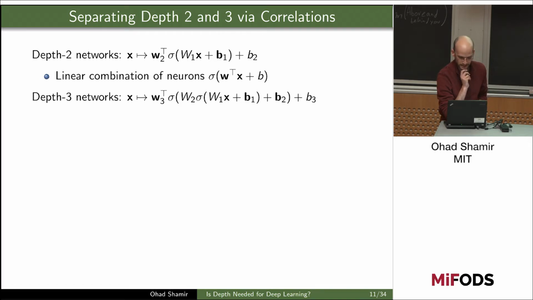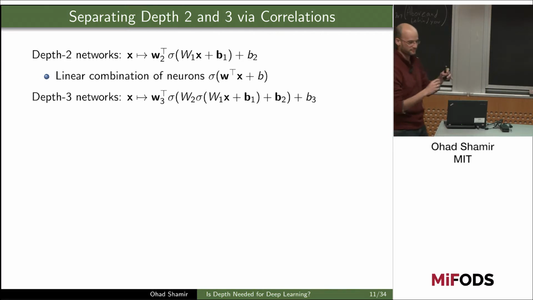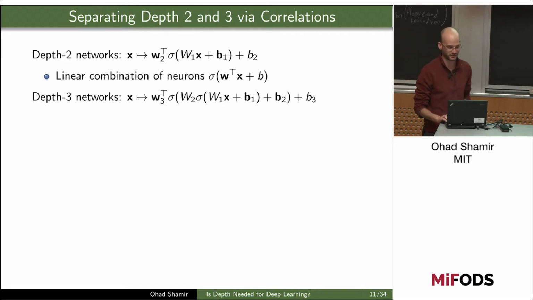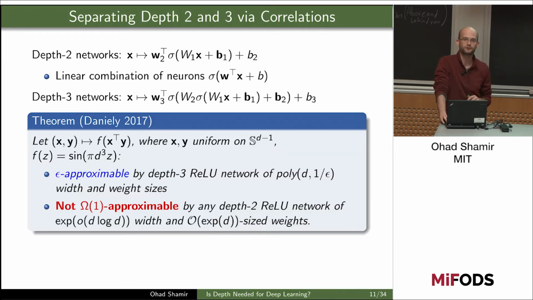with the case of separating depth 2 networks and depth 3 networks. So just to remind you, this is mathematically how depth 2 and depth 3 networks are defined. Depth 2 is really like a linear combination of individual neurons. Depth 3, you have another layer. And I'm going to start with a result which is actually pretty close to the type of stuff that's been used in threshold circuits, but with some differences which I think might be interesting.